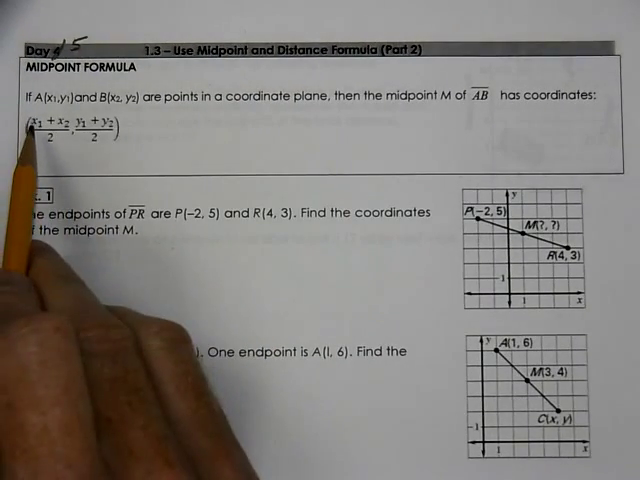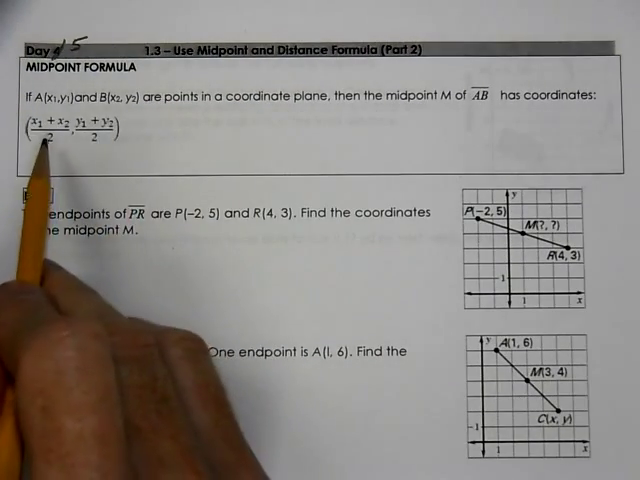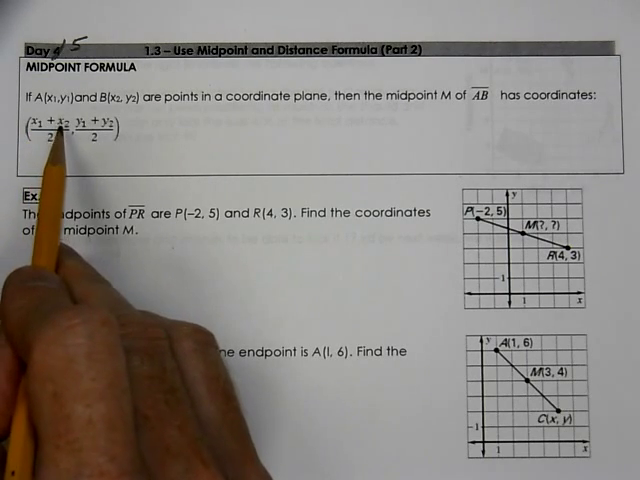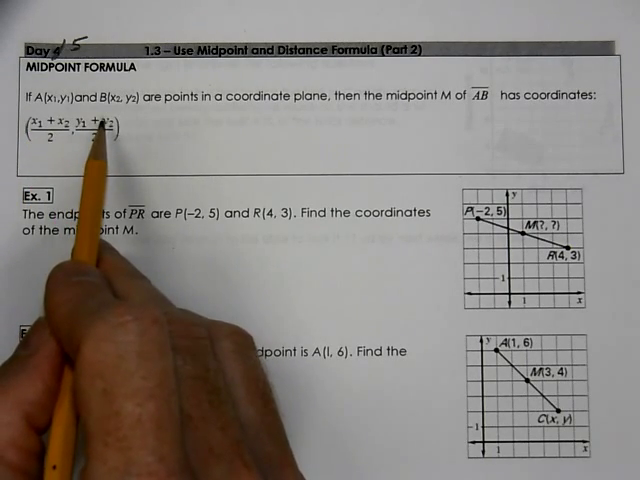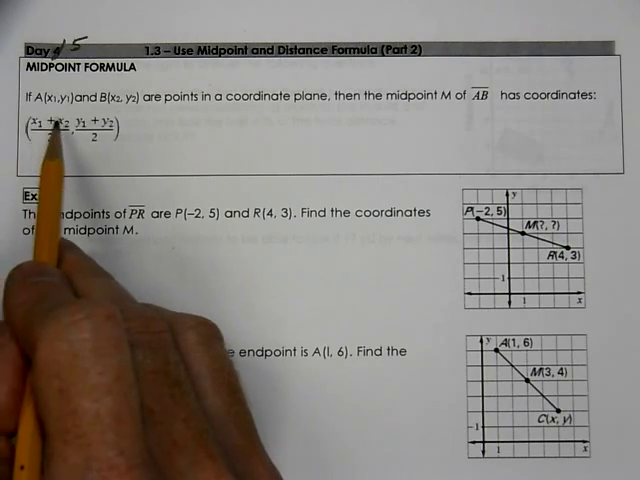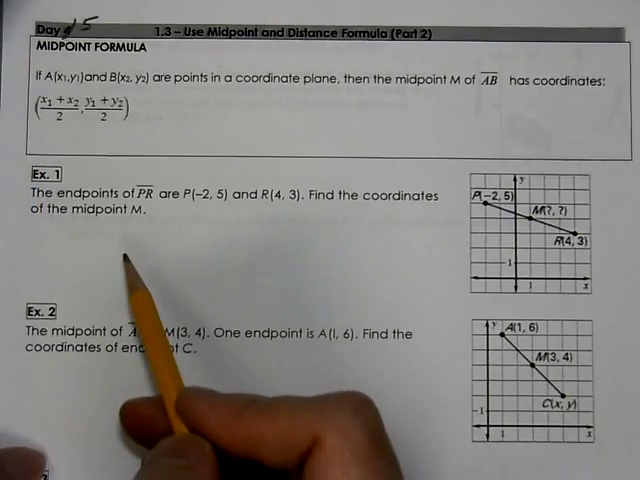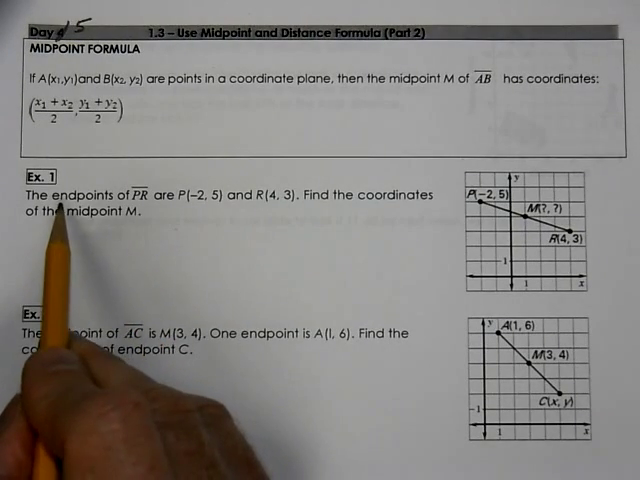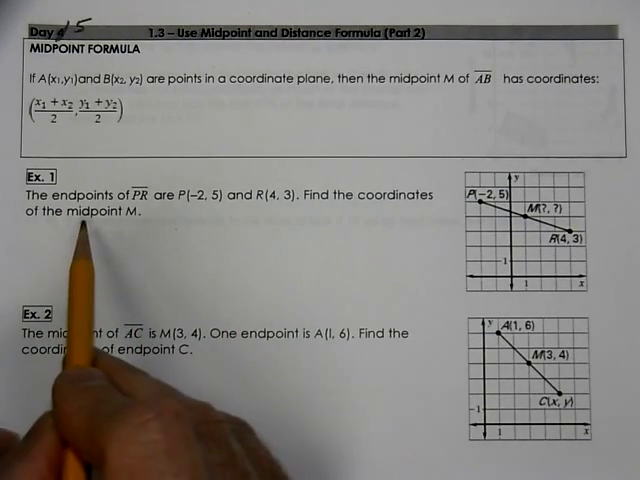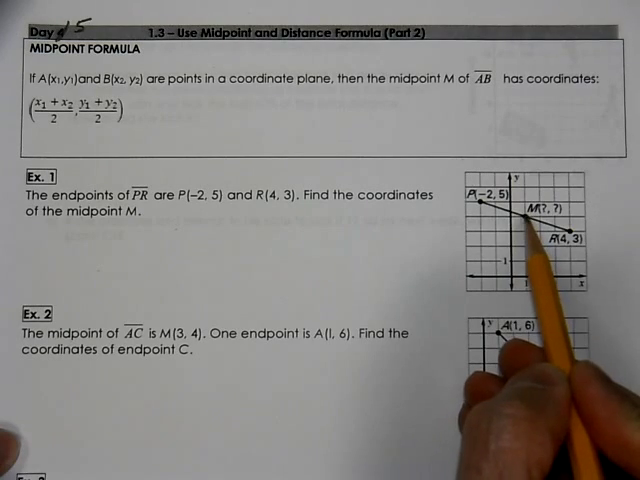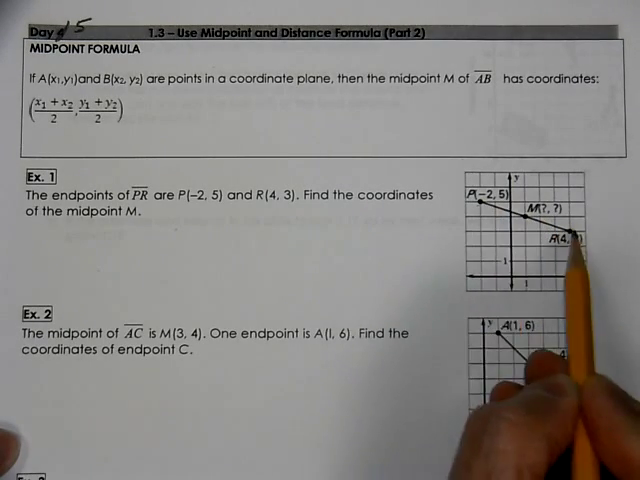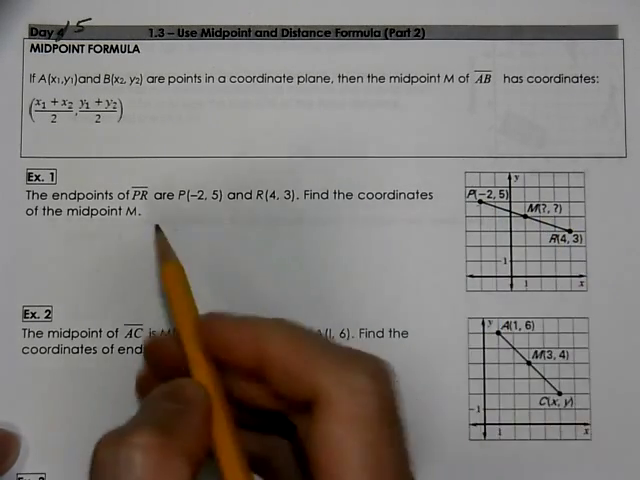Okay, we look at the formula, and our new formula we haven't talked about yet is (x1 + x2)/2, (y1 + y2)/2. You add the x's and divide by 2, so it's the average. So here we're going to look at the endpoints and we're going to find the midpoint. Where is the midpoint if these are the endpoints?